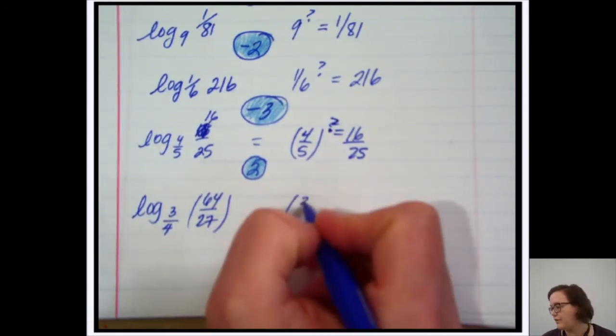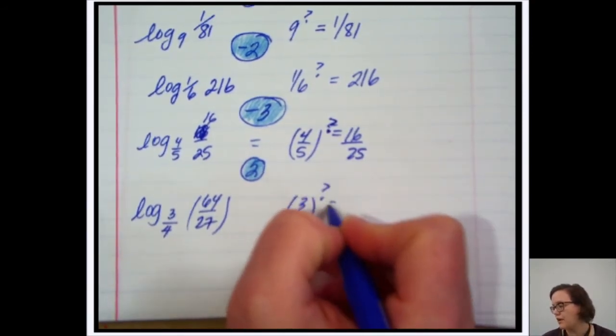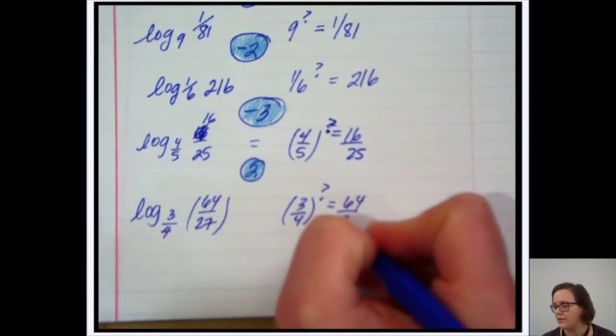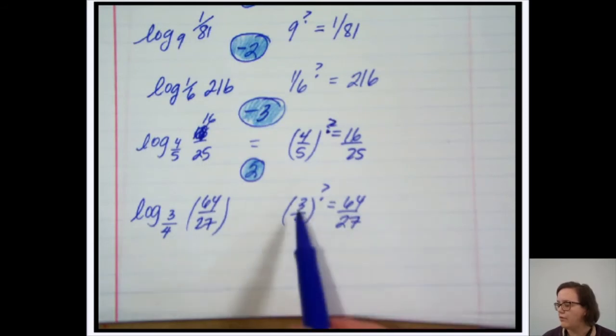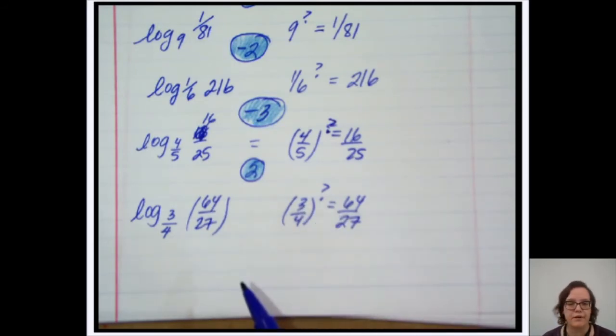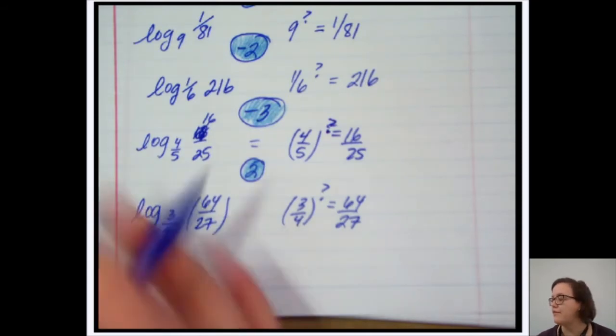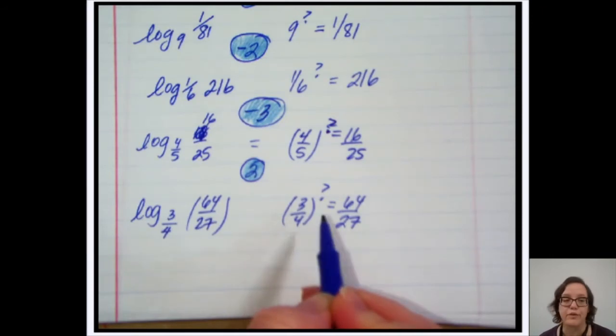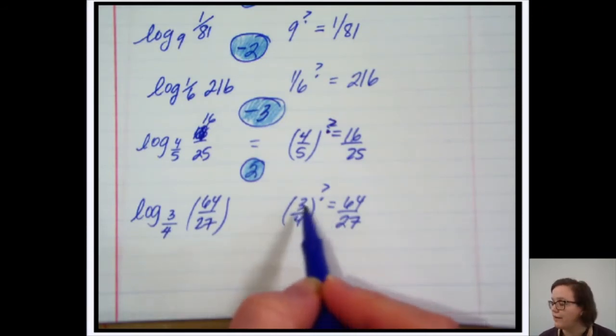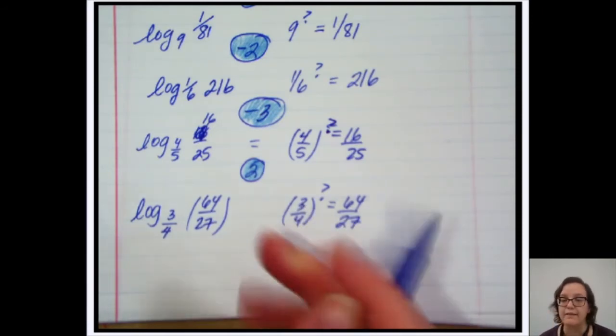So we're saying 3/4 to the what power is 64 over 27. Well, is there any way to get from 3 to 64 or 4 to 27? No. So what happens if I flip it? Instead of looking at 3/4, what if I look at 4/3? Is there any way to get from 4 to 64? Yes, it's a third power.